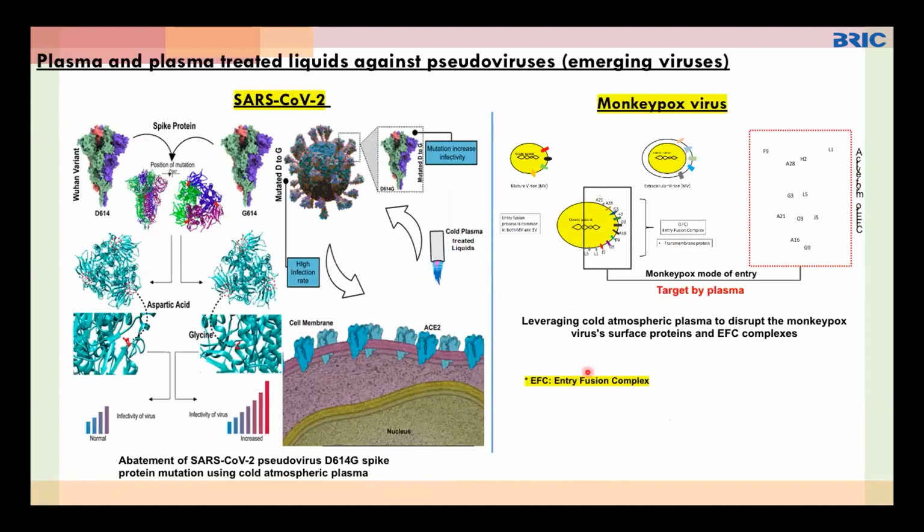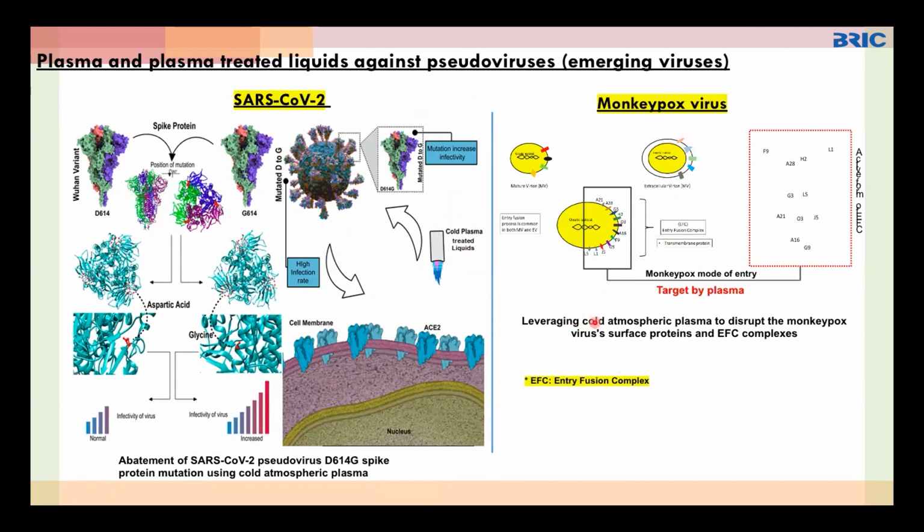And nowadays, we are also working on the many kinds of mutated strains of SARS-CoV-2, and results we will report soon by plasma and plasma activated water. So we are using 2 kinds of strategies here, cold plasma as well as plasma treated liquids or water. And we are also working on some strains related to monkeypox viruses.